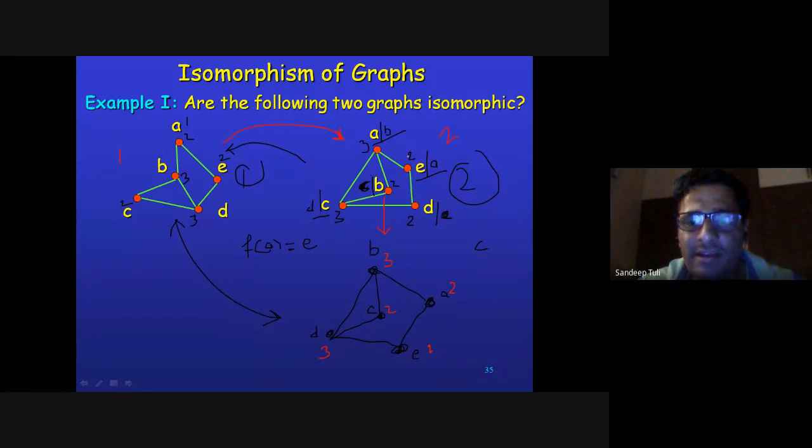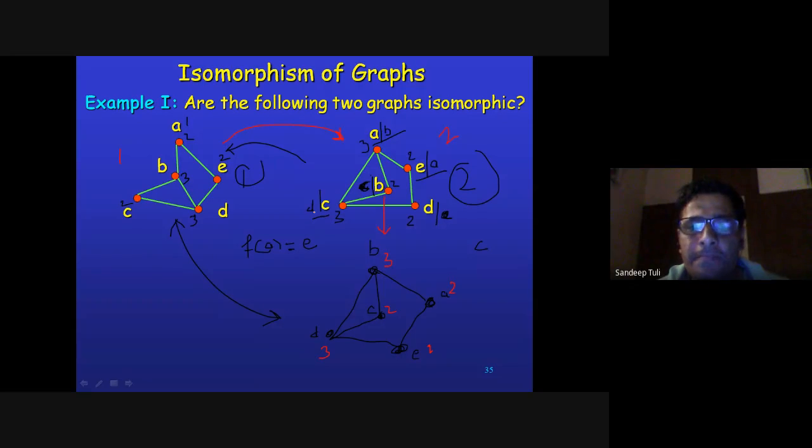Likewise, I have just identified that B has degree 3. Here there are two vertices of degree 3. Similarly, we will have 2 vertices of degree 3 in this graph. Now I will try to match the vertices B and D. Which ones are here? A and C. So I identified which one could be B and which one could be D.